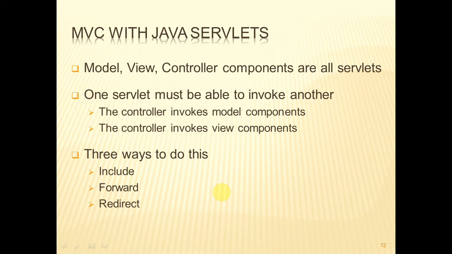With our internet applications that are written solely with Java servlets, the model, view, and controller components are all going to be servlets. Because the controller has to be able to activate model components and view components, we have to work out how one servlet, that will act as the controller, can then invoke model components and view components. And with servlets, there are three ways of doing this. We can use the include mechanism, the forward mechanism, or the redirect mechanism.